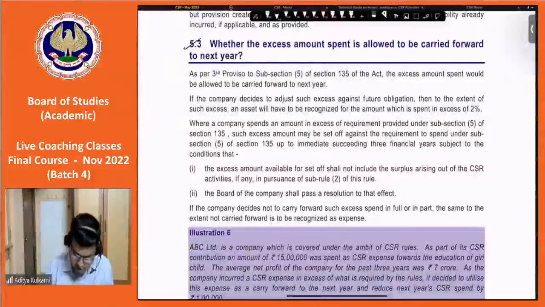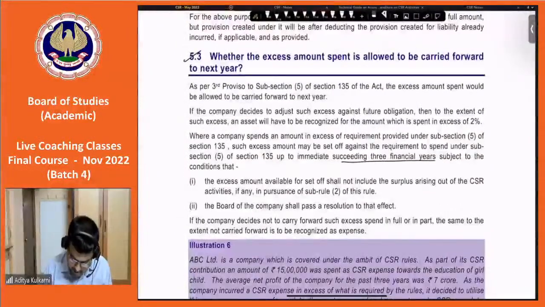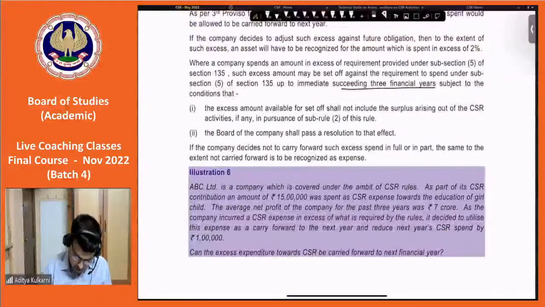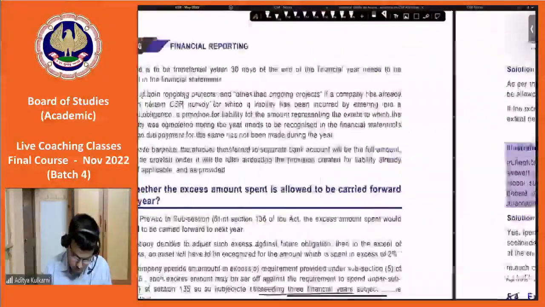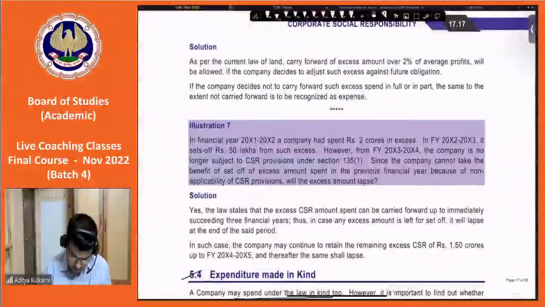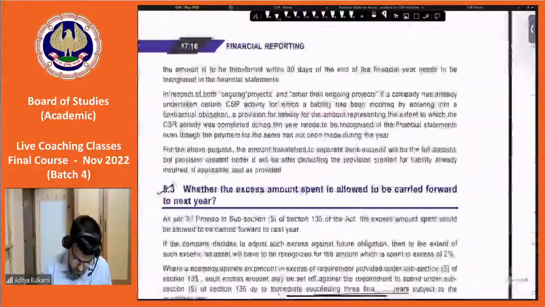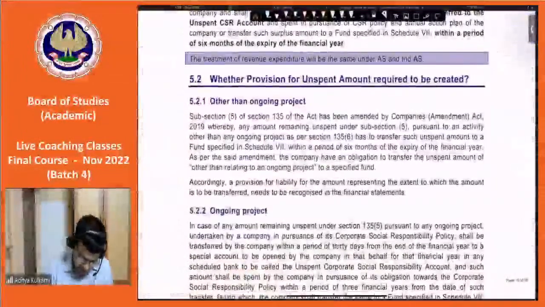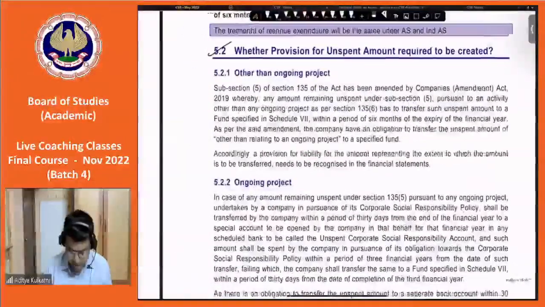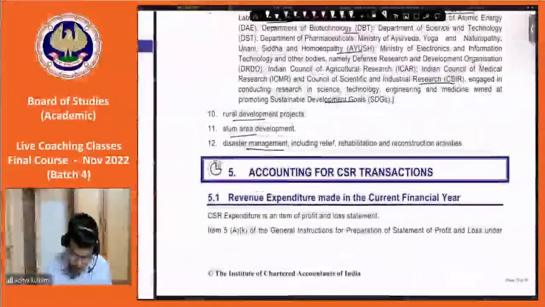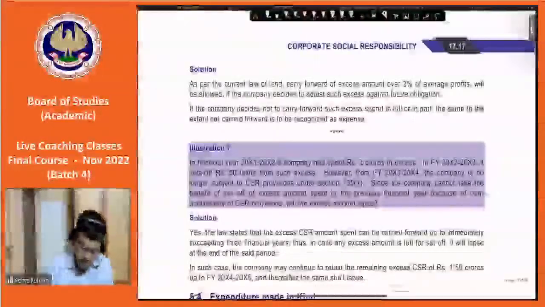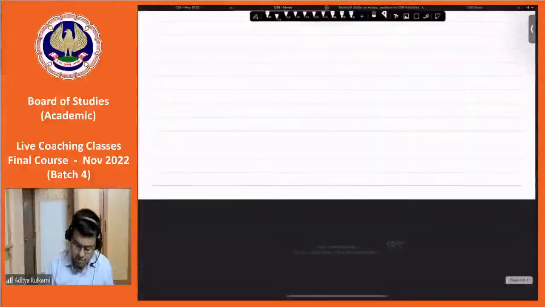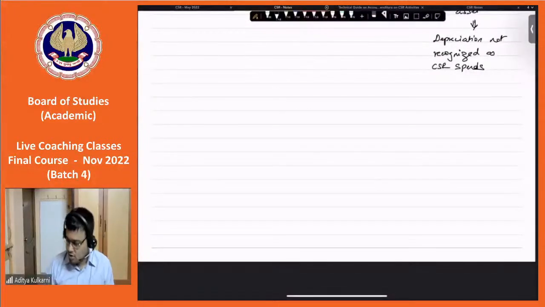5.3 we have discussed already, carried forward for 3 successive financial years. So this is done. So 5.3 is done. 5.2 ongoing project we have discussed. We will come to the accounting entries now. Revenue expenditure also we have discussed. That kind of almost completes our discussion on CSR. Now we will come to accounting entries or journal entries.